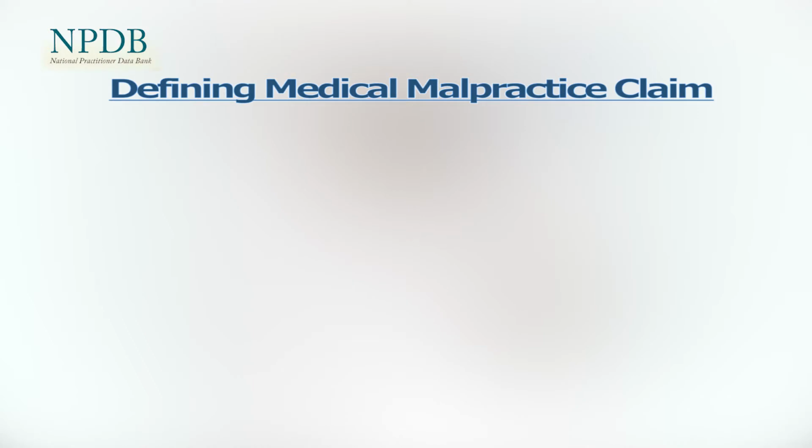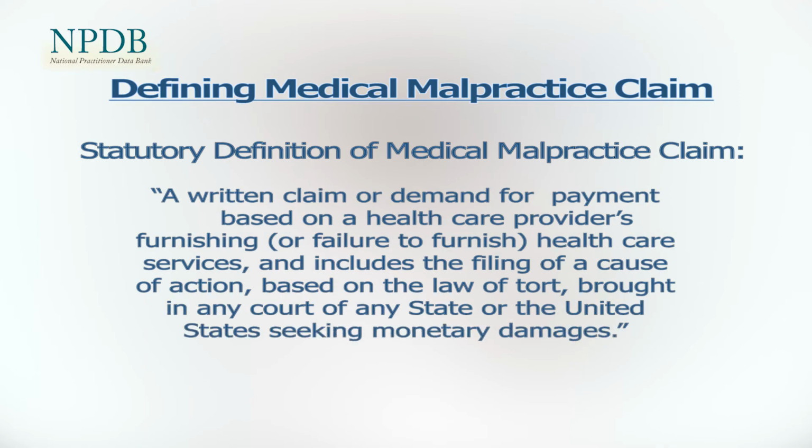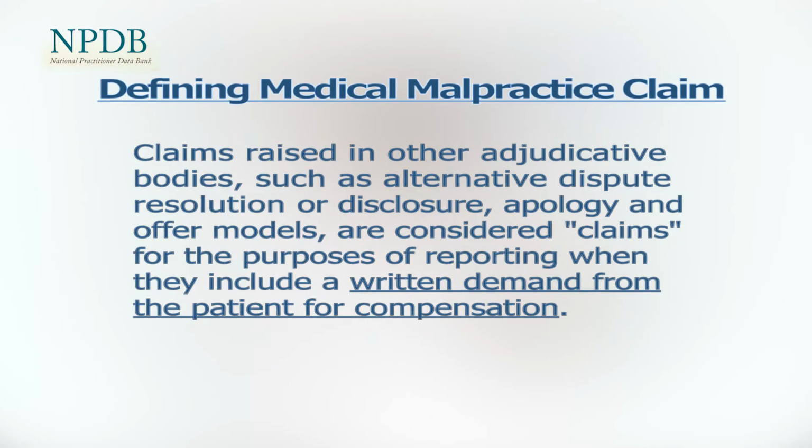So what is a medical malpractice claim? Title IV of the Healthcare Quality Improvement Act of 1986 defines a medical malpractice claim as a written claim or demand for payment based on a healthcare provider's furnishing or failure to furnish healthcare services, and includes the filing of a cause of action based on the law of tort, brought in any court of any state or the United States seeking monetary damages. Claims raised in arbitration or other adjudicative bodies are still considered claims for the purposes of reporting. This includes claims raised in adjudicative bodies such as alternative dispute resolution models if the claim also includes a written demand from the patient for compensation.